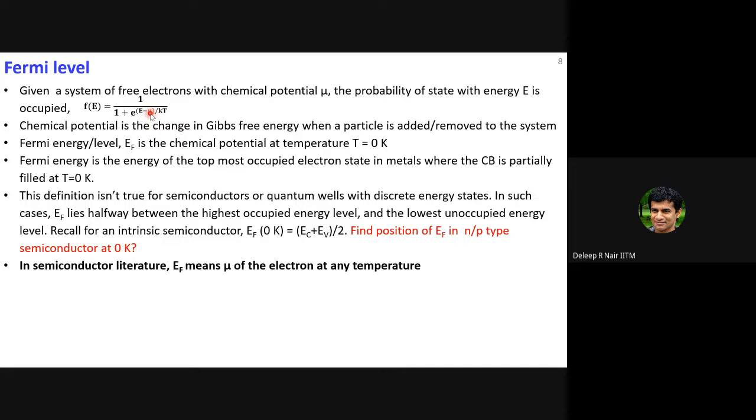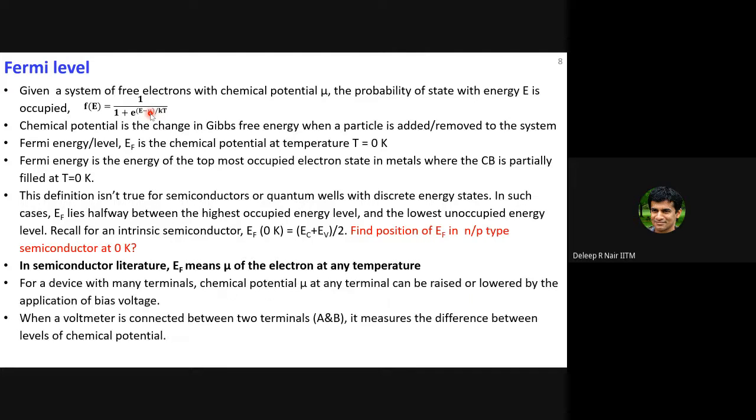Now let us see the importance of this Fermi level, the chemical potential. For a device with many terminals, the chemical potential mu at any terminal can be raised or lowered by the application of a voltage. If you apply a positive voltage to a lead on a terminal, the chemical potential there gets lowered. Similarly, if you apply a negative bias, the chemical potential there gets raised.